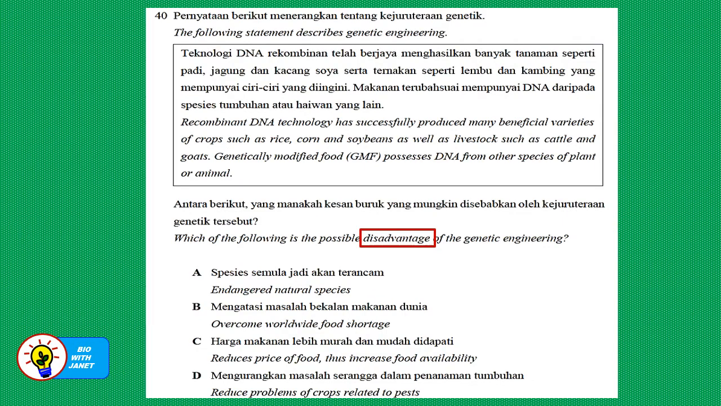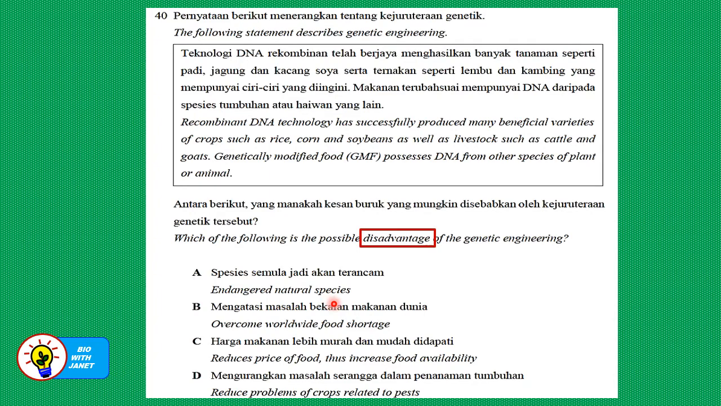Right, the last question, number 40. The following statement describes genetic engineering. Recombinant DNA technology has successfully produced many beneficial varieties of crops such as rice, corn, and soybeans, as well as livestock such as cattle and goats. Genetically modified food GMF possesses DNA from other species of plants or animals. So which of the following is the possible disadvantage of genetic engineering, right? It endangers the natural species. Yes, this is possible, right?